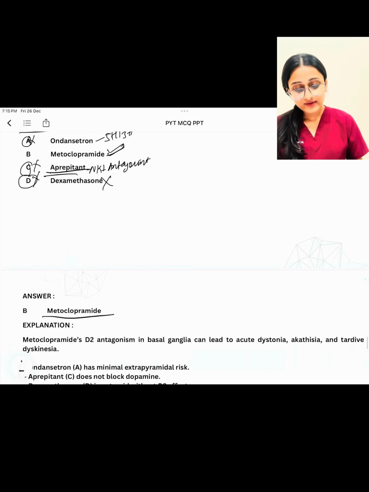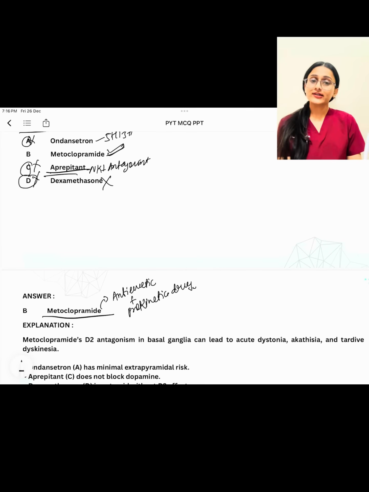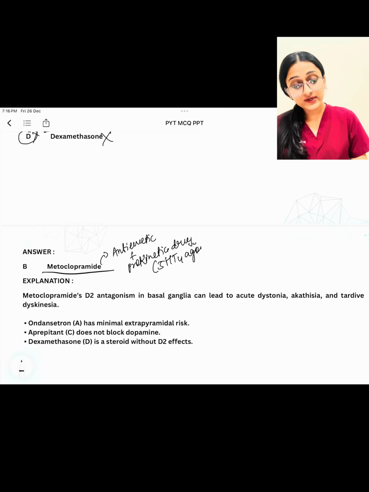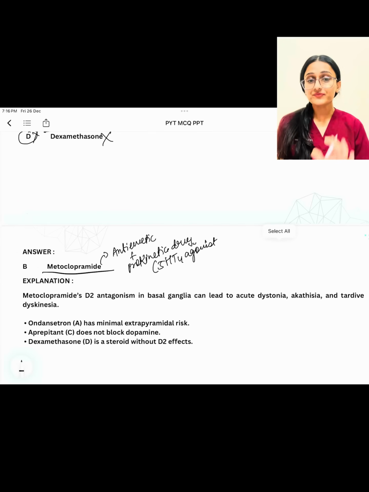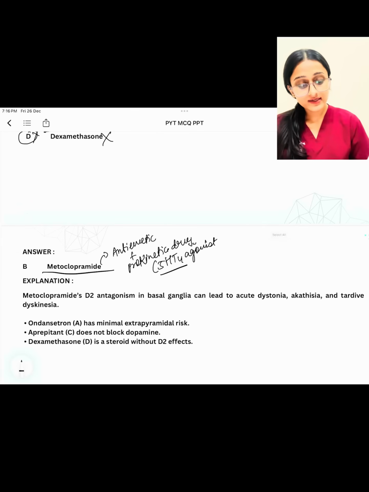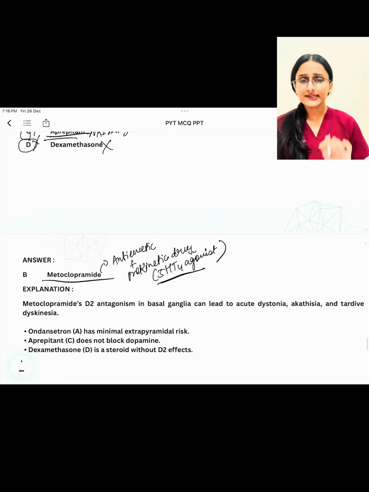This drug is basically an antiemetic drug and also a prokinetic drug. Antiemetic because it blocks dopamine in the CTZ area. But why is it prokinetic? Because it is also a 5-HT4 agonist. 5-HT4 increases motility in our gut. So it is an agonist for 5-HT4, so it is a prokinetic drug and antiemetic.